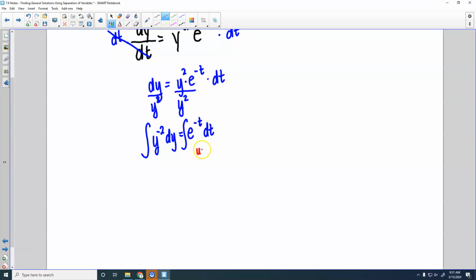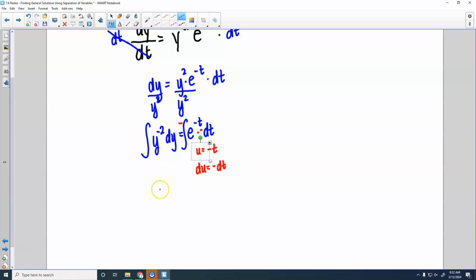So what is the u for this? Negative t. So du would be, what's the derivative of negative t? Negative dt. Which we have the dt. We need it to be negative. And in order to put the negative on the inside, what have we got to do on the outside? A negative 1 there as well.